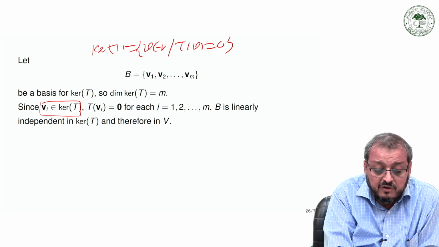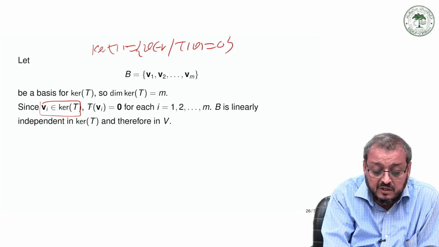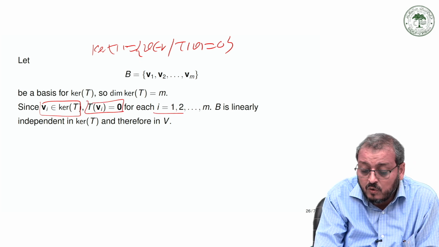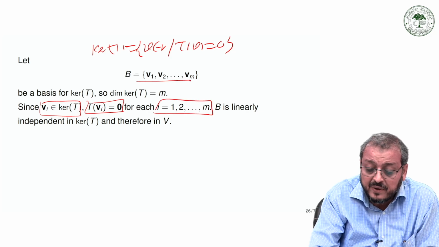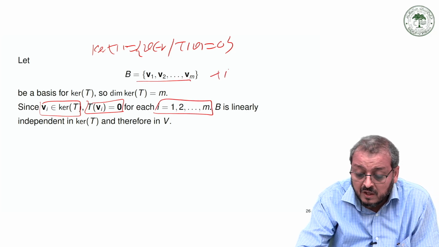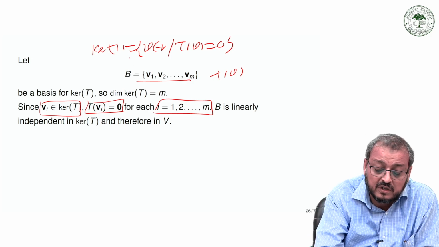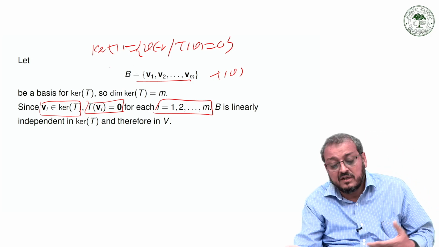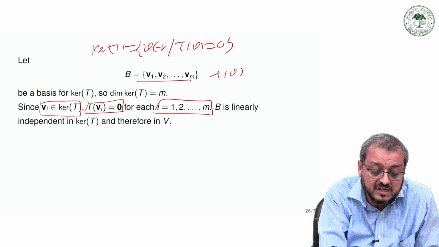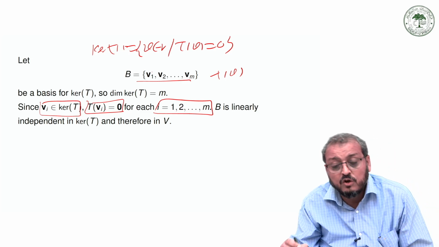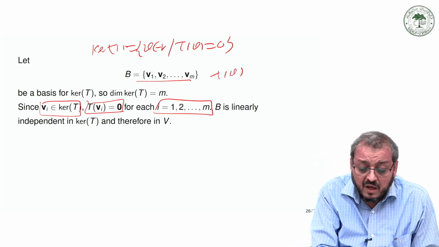So, we take any vi. Then vi belongs to the kernel of T, with i running from 1 to m, because this is a basis of the kernel. So v1 is an element of the kernel of T, and v2 up to vm are all in the kernel of T. So we just say that vi is an element of the kernel of T, so T of vi is equal to 0.